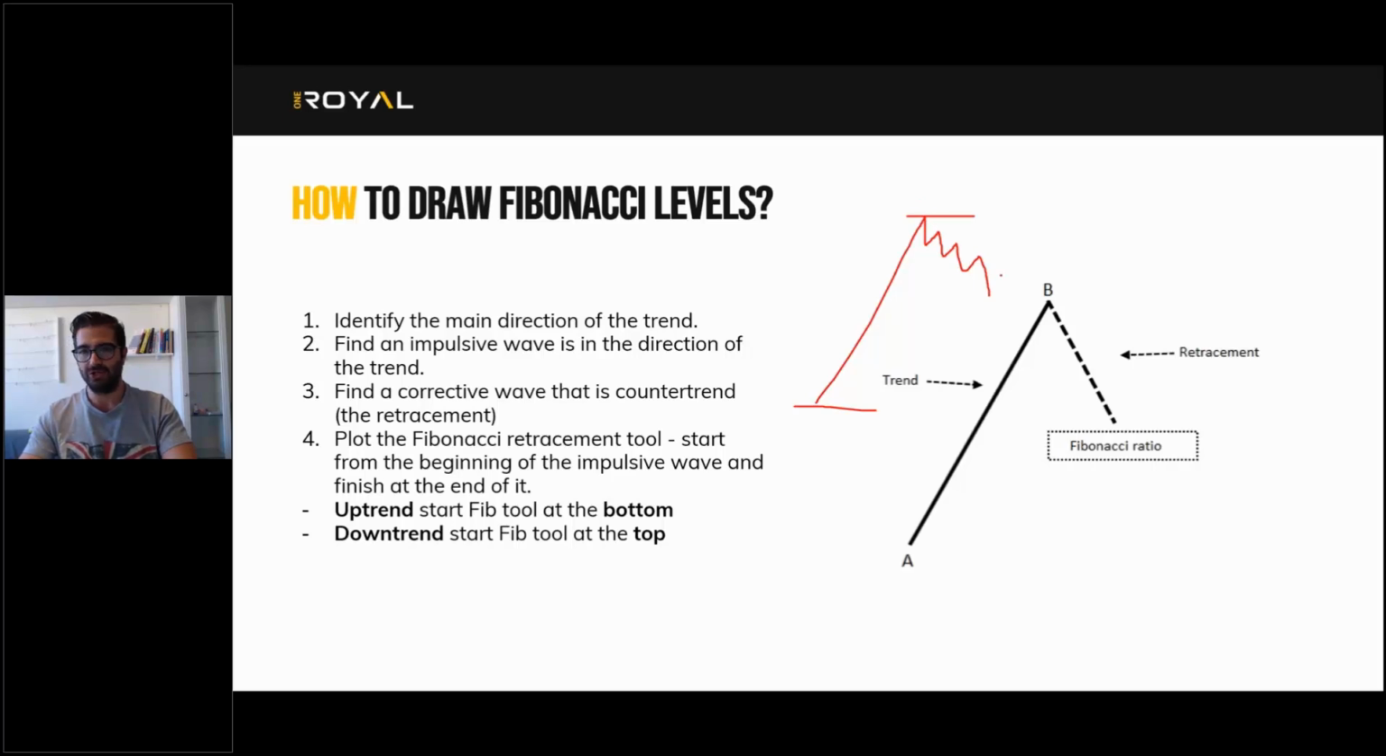To know where this correction ends, we need to use Fibonacci level. First, if you are in uptrend, you will plot it from the low of this impulsive wave, and then you drag it all the way up until the high of this impulsive wave. Okay, and then those levels will appear. The most common one is 61.8. What you will do is you will wait until the market reacts around this area, which is 61.8%, and then most probably you will buy from this area here.